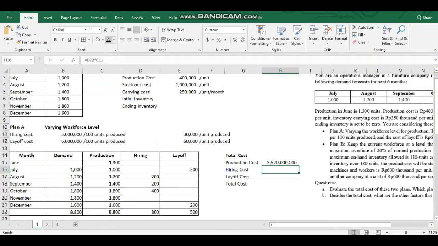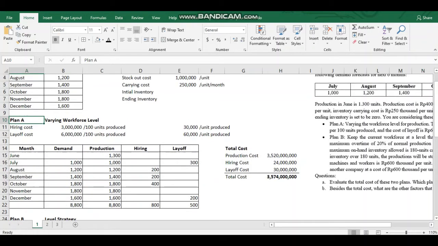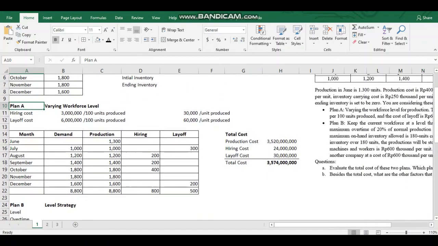Okay, and then last one for layoff cost, we get it by multiplying the total of layoffs here, 500, by the layoff cost per unit produced, which is 60,000. After we got all of them, we sum all of them, and then this is our total cost if we use plan A or chase strategy.